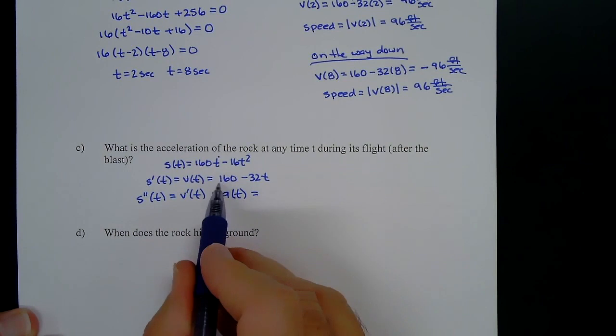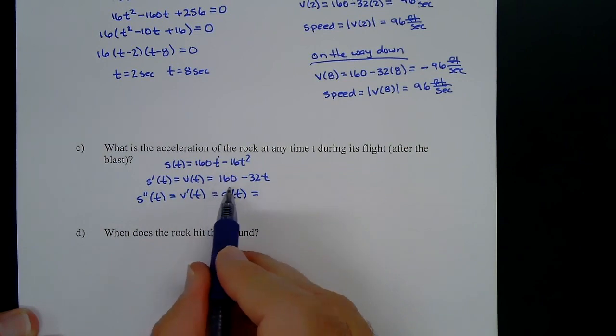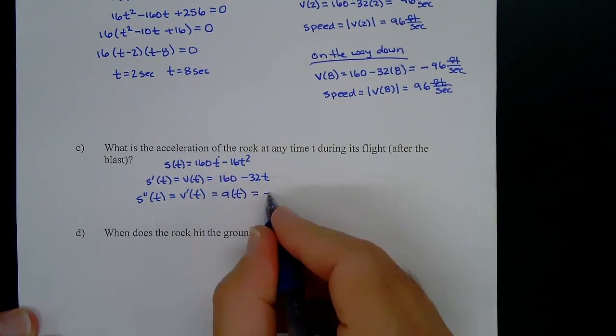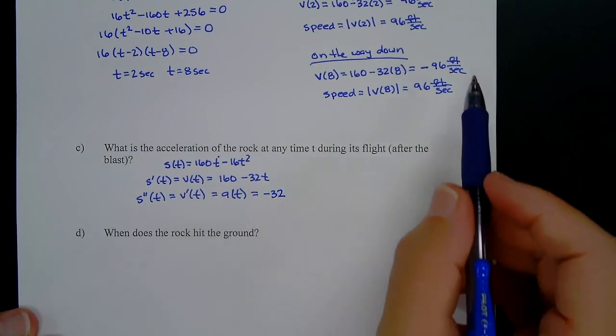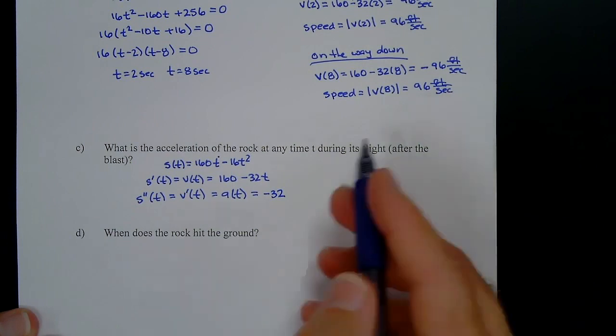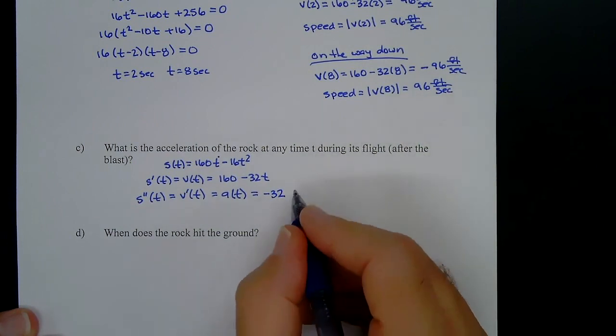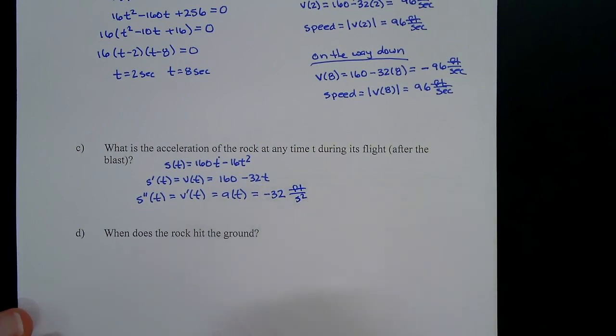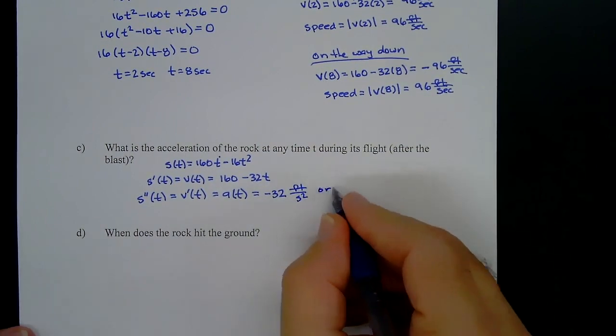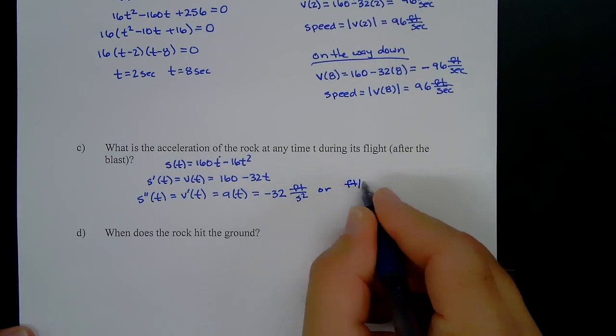That would be, okay, so the derivative of 160 is 0, and so it would just be negative 32, okay? And because the velocity is measured in feet per second, this is feet per second squared, okay?